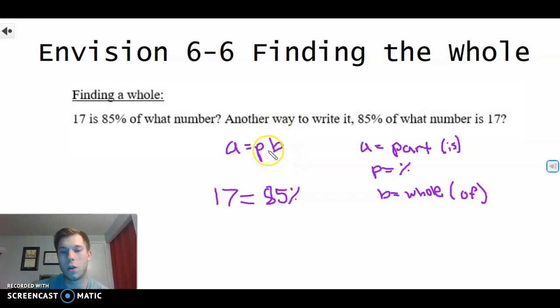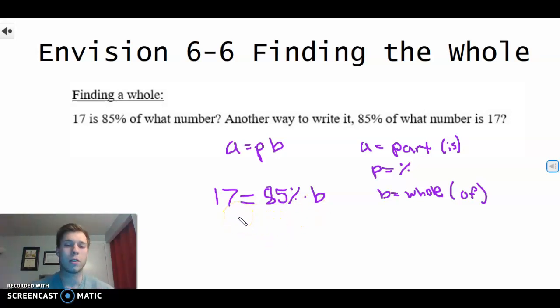And we don't know our whole yet because it wants to know of what number, which is going to be whole. So 17 is 85% of what number, of what whole? And that's what we're going to look for. So that's where we're going to get our variable b. I'm going to put a multiplication sign and a variable b.